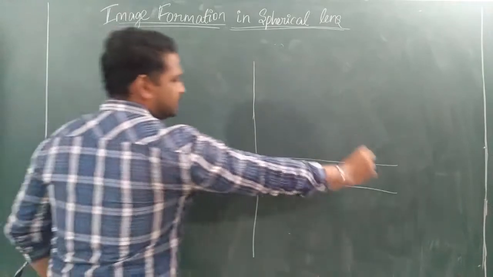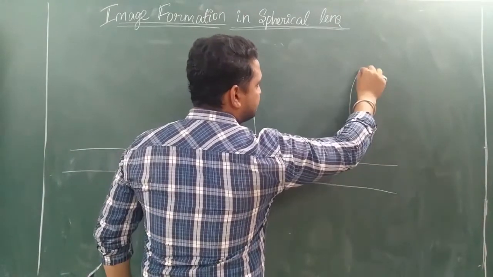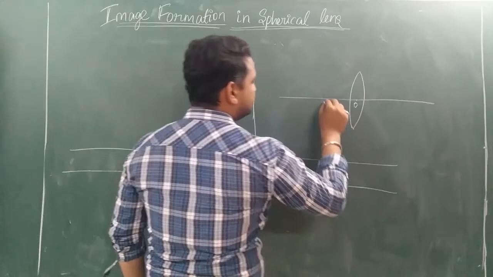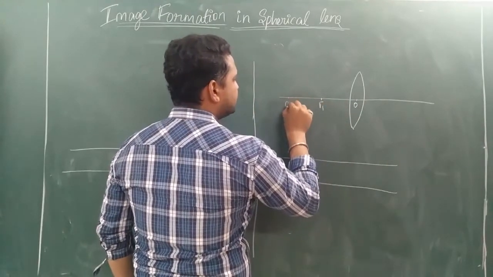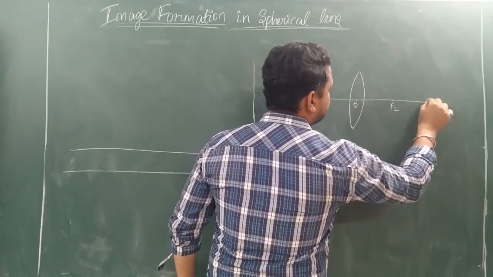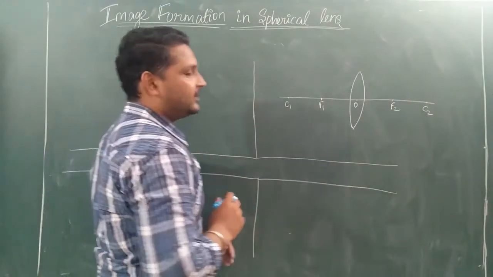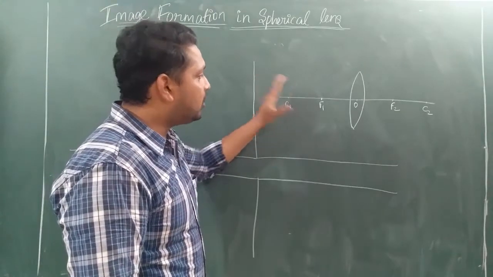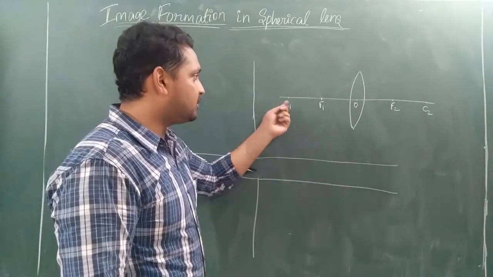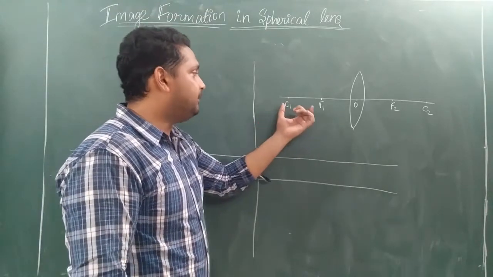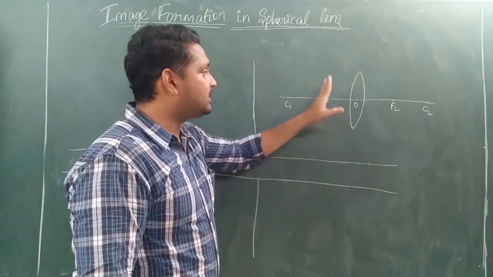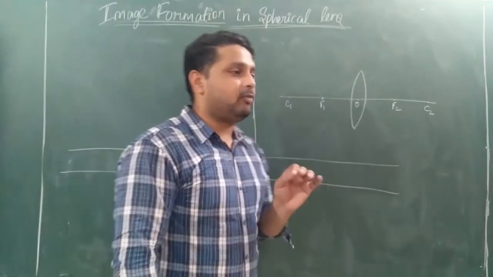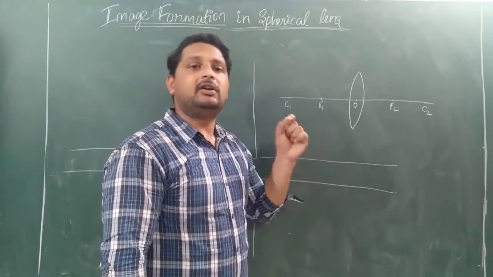I'll tell you. Suppose this is a convex lens, this is the optical center, F1, C1, F2, C2. Okay, so 6 different cases. First, when the object is at infinity. Second, when the object is beyond the center of curvature or beyond C1. Third, when the object is on C1. Fourth, when the object is between C1 and F1. Fifth, when the object is on F1. And sixth, when the object is between F1 and O, focus and optical center. The same as what you have studied for the concave mirror, but here we will study it for the convex lens.